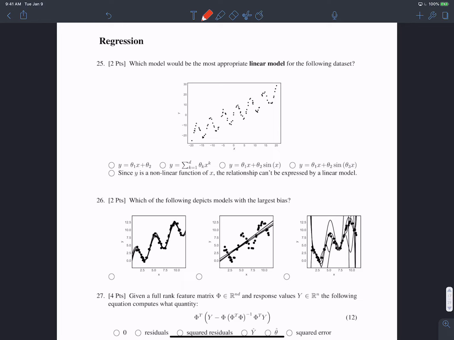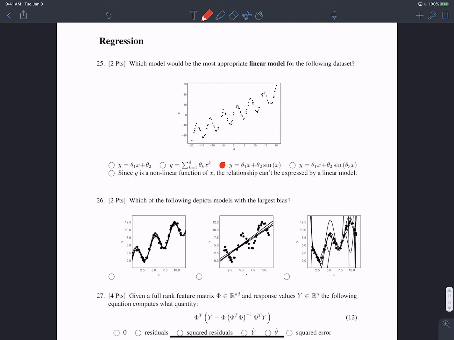The second one seems like it's a polynomial, right? But with a little bit more digging, we see that the correct option is actually the third one. And this is something we actually saw in class. It's not the fourth option because that's not linear, right?